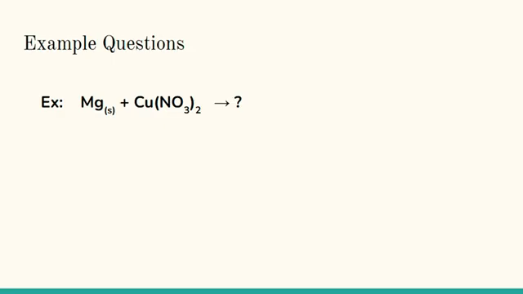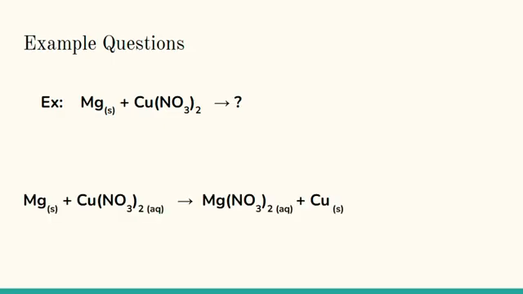In this example, we have two positively charged atoms, which are magnesium and copper, and one negatively charged polyatomic ion, which is nitrate. So this means that the switch must happen between the two positively charged atoms. So Mg will take the place of Cu and bond with the nitrate.